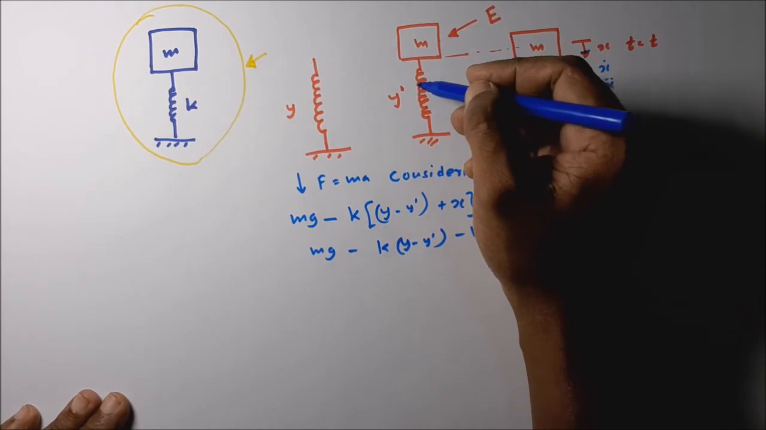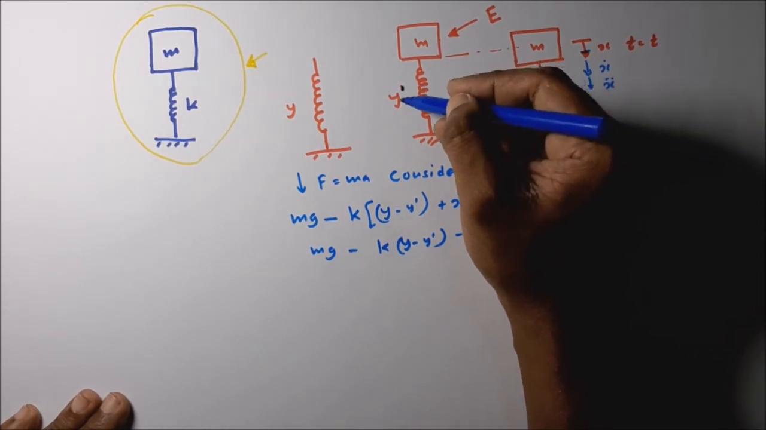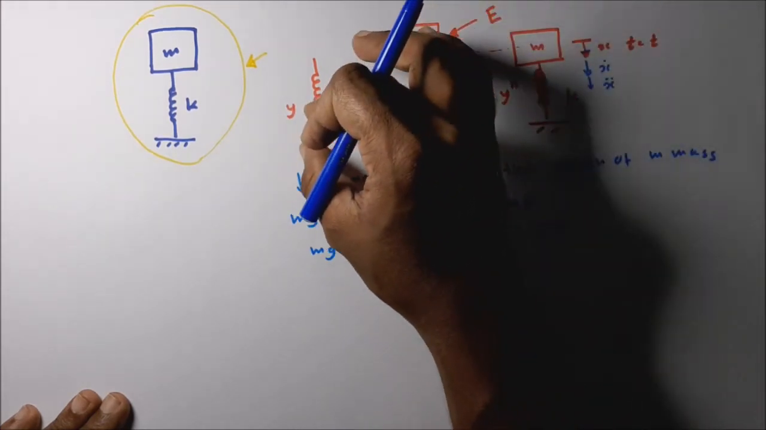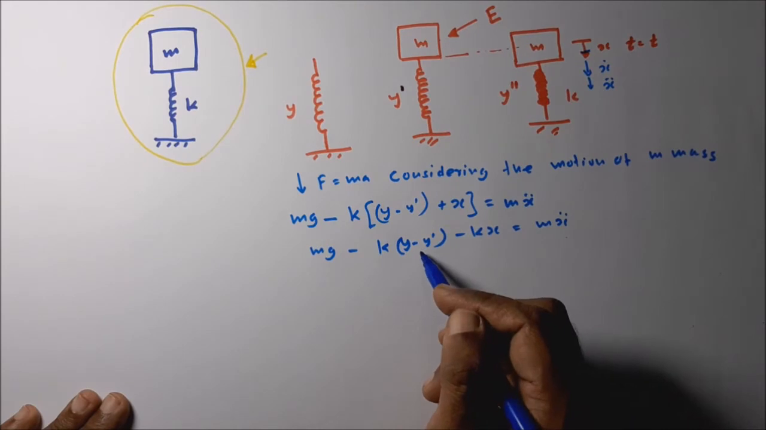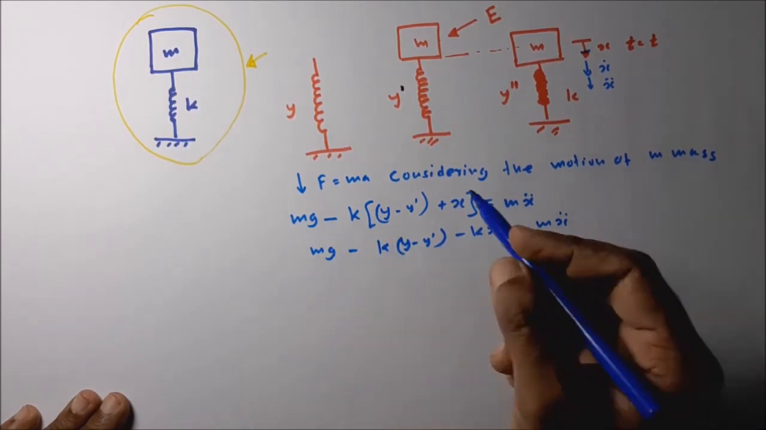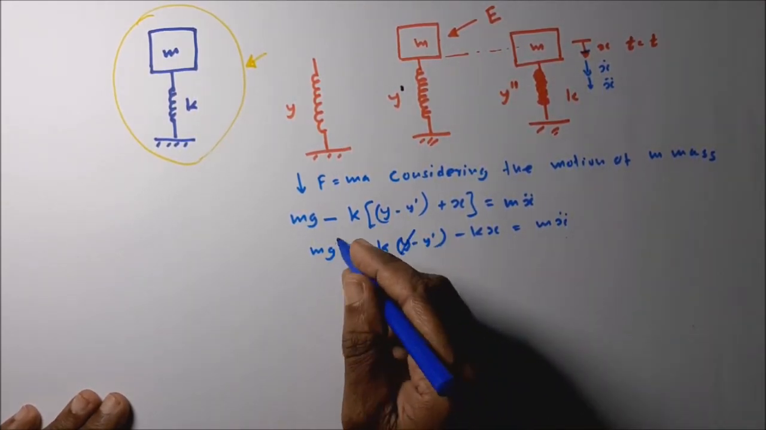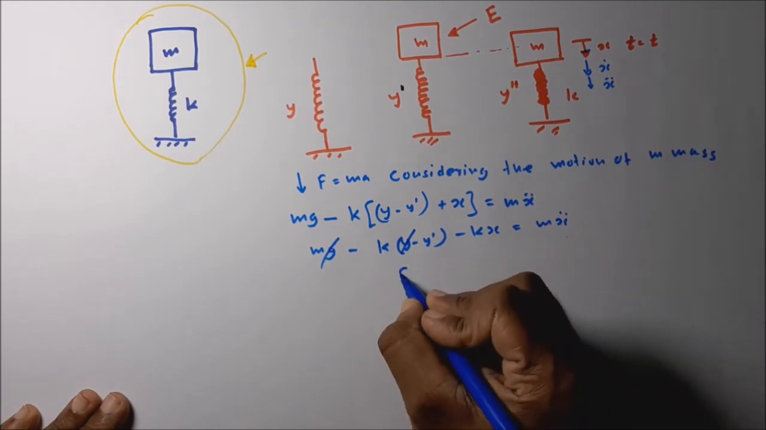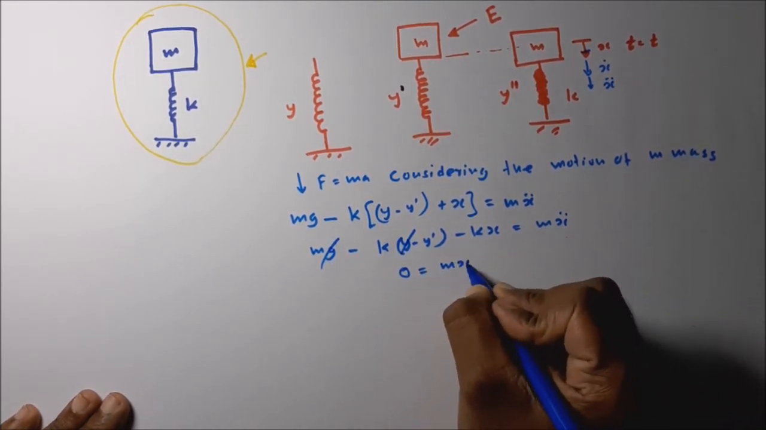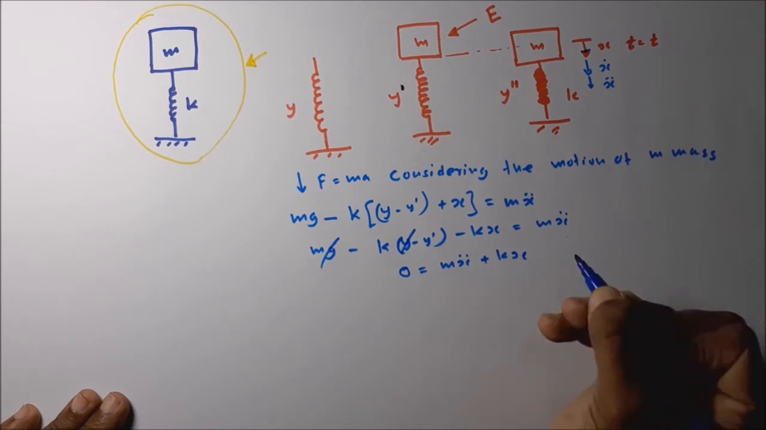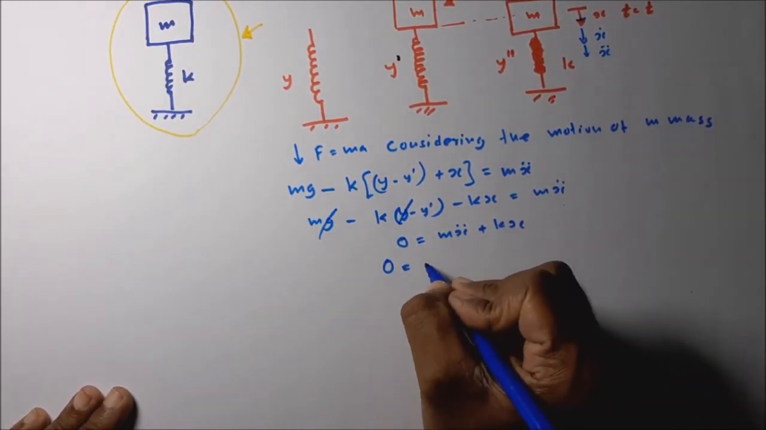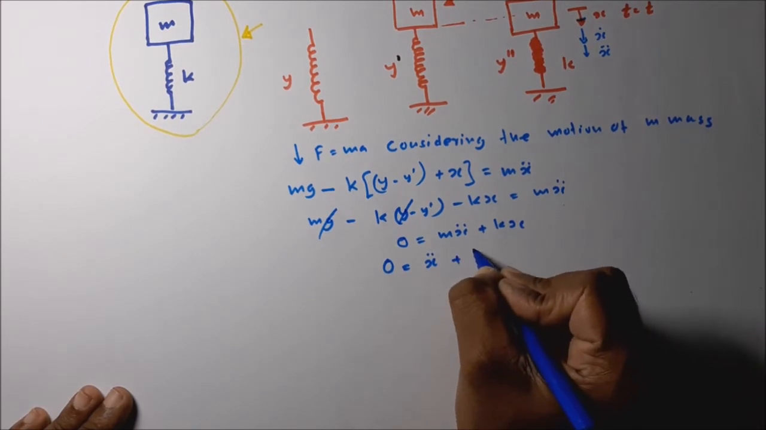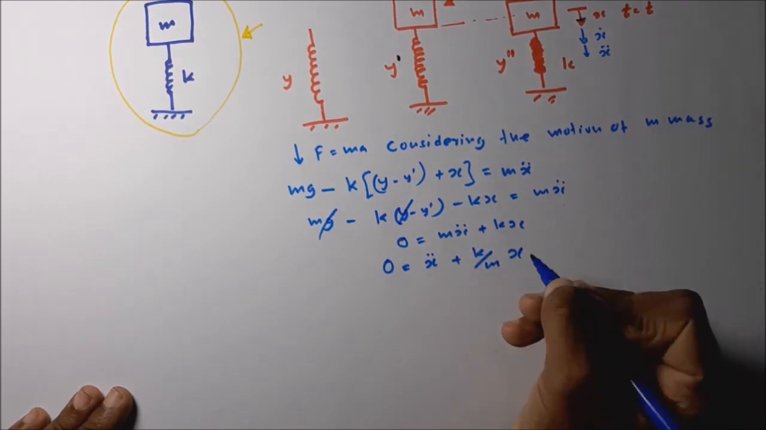In a static situation, this is the deflection, and this spring length is y dash. The total compression in a static situation is y minus y dash, and k into y minus y dash should equal mg. So then we can cancel this one. Finally we have the equation: 0 equals mx double dot plus kx. Further we can simplify this equation: 0 equals x double dot plus k divided by m into x.